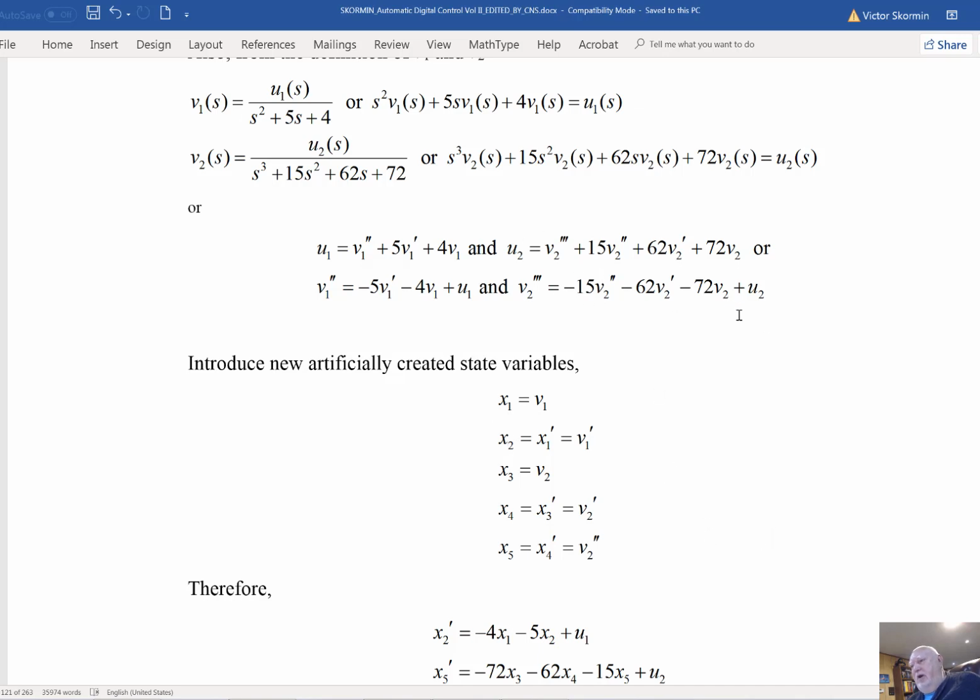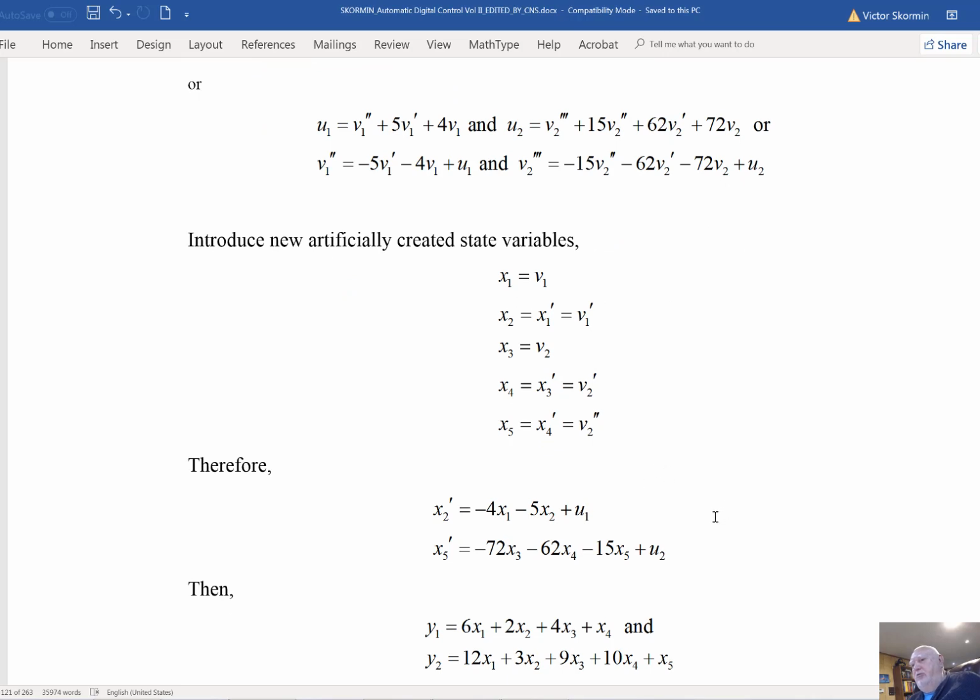Now, for this part, I will have state variable x3 equal to v2 to address this v2. And I will have x4 state variable equal to v2 dot to address this derivative. And I will have x5 equal to derivative of x4. This will address v2 double prime. This was easy.